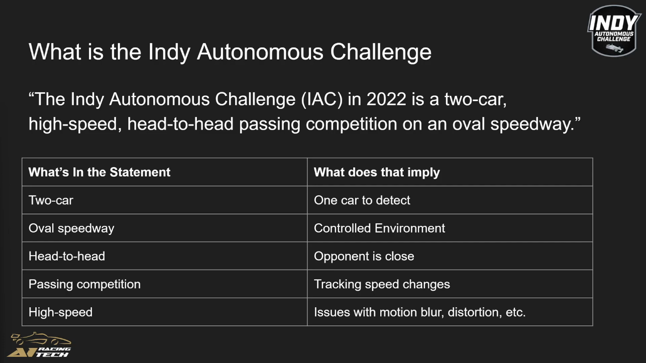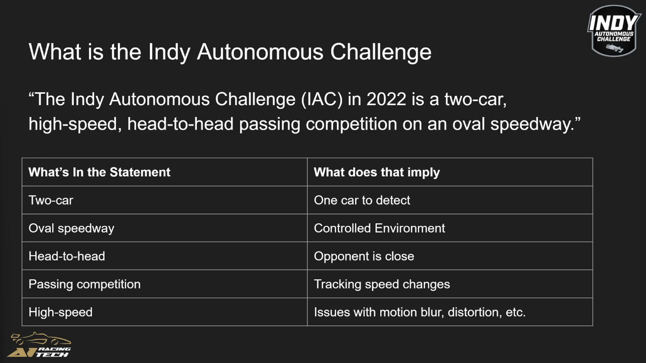So to summarize on the sheet here, number one, it's a two-car competition. So at any point, there will only be at most one opponent vehicle on the track that we need to detect. Second, it's on an oval speedway, which we can call a controlled environment. You do not need to detect things like weaving bicyclists or traffic lights, things like that. But also it's an oval, so the banking angle could be tricky to deal with later on, especially when we talk about ground filtering. And number three, it's a head-to-head race.